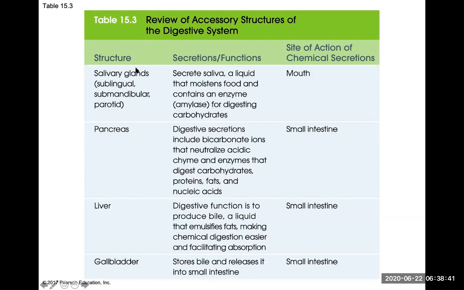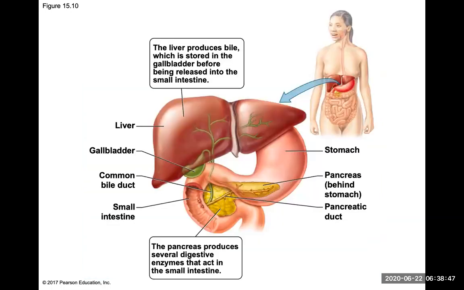So these are the main accessory structures and their functions. The liver produces bile, which is stored in the gallbladder. Many people can live without a gallbladder, because your gallbladder just stores and concentrates that bile. And the bile then will be released and sent through this duct and enter into the small intestine, which is the duodenum right here. The pancreas is behind the stomach, and it produces some exocrine digestive enzymes.